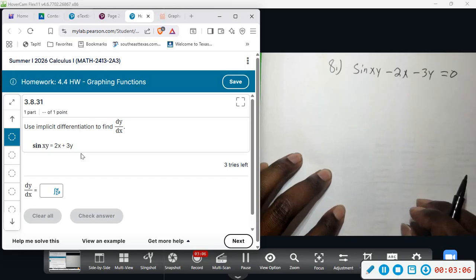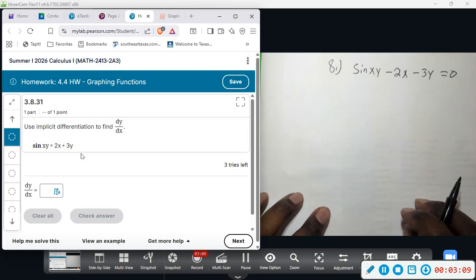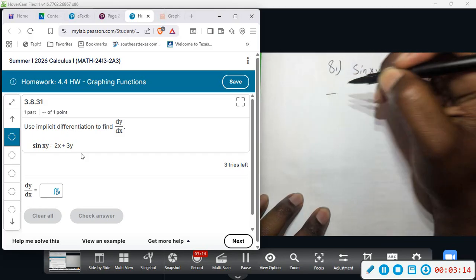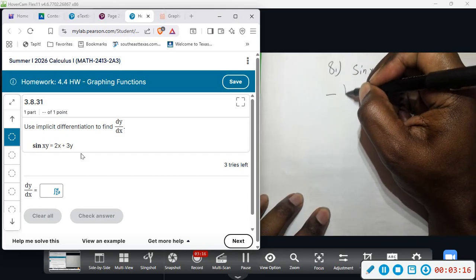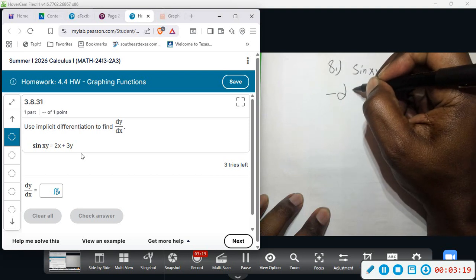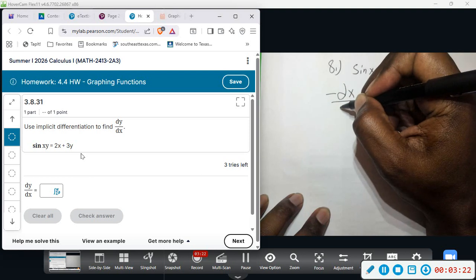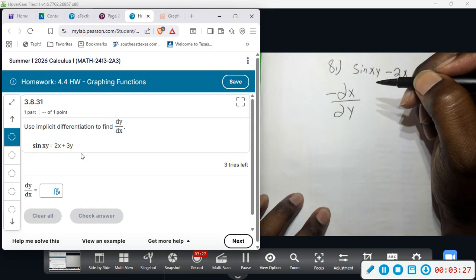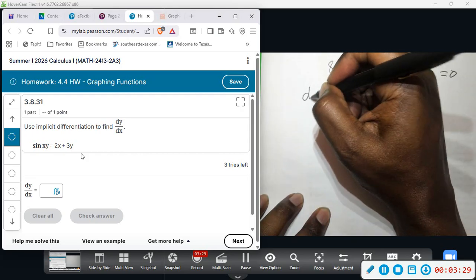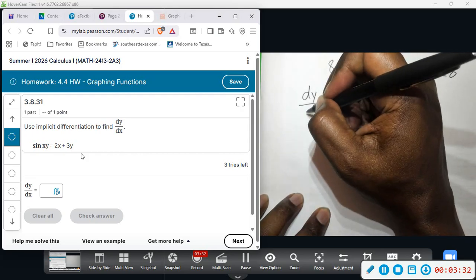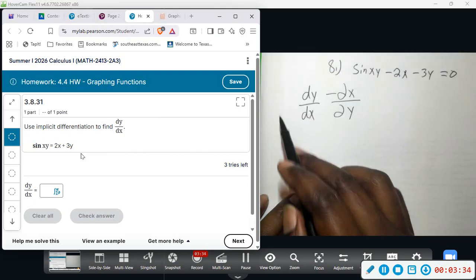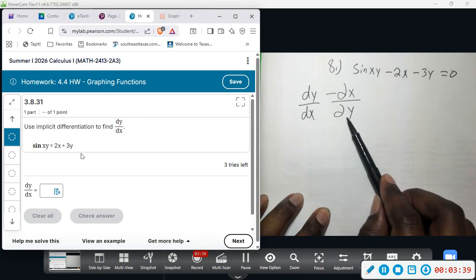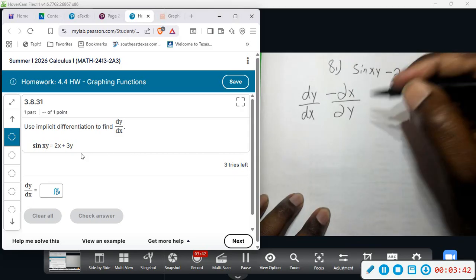So move everything over. And then implicit differentiation, you can say negative partial with respect to x divided by partial with respect to y. So implicit differentiation is wanting you to say dy dx, so derivative of y with respect to x. But the definition of partial says just do the partial derivative with respect to x and partial with respect to y over each other. Now, what does that mean?